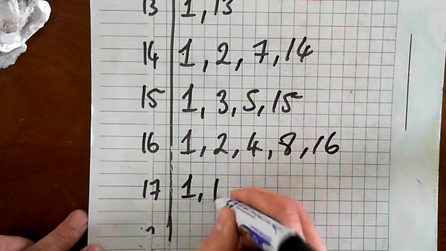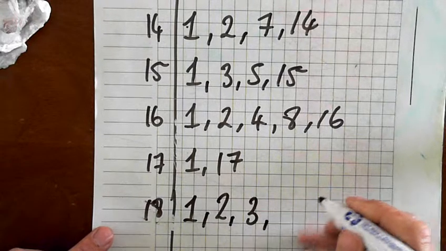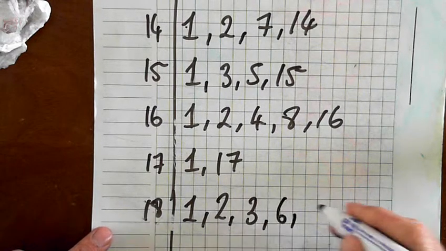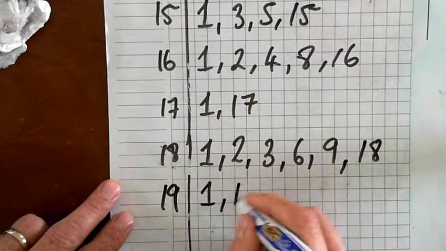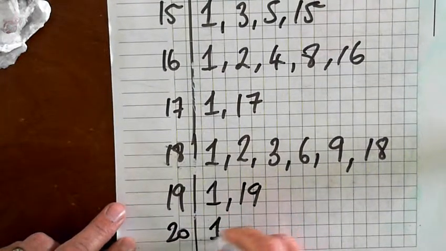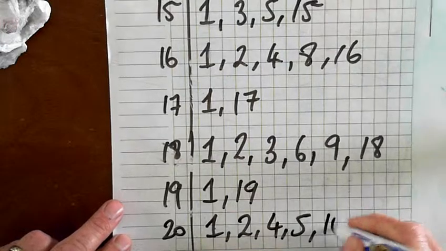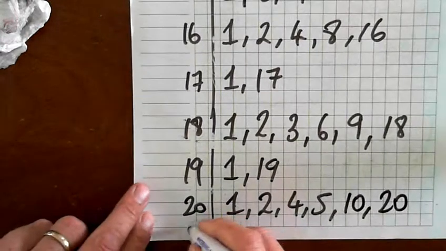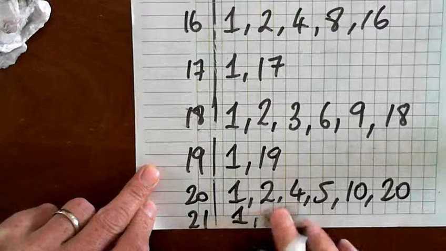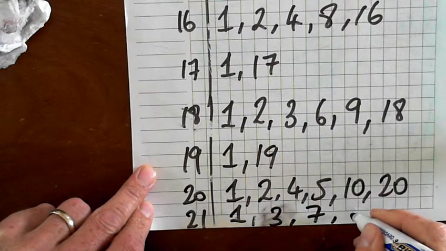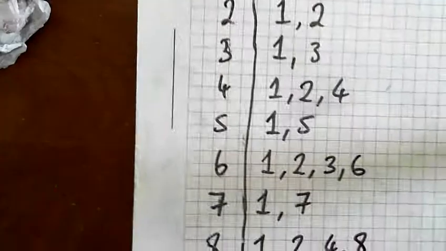17? 1, 17. 18? 1, 2, 3, 6, 9, 18. 19? 1, 19. 20? 1, 2, 4, 5, 10, 20. 21? 1, 3, 7, 21. 22, we won't bother with 22. 23 is only 1 and 23.